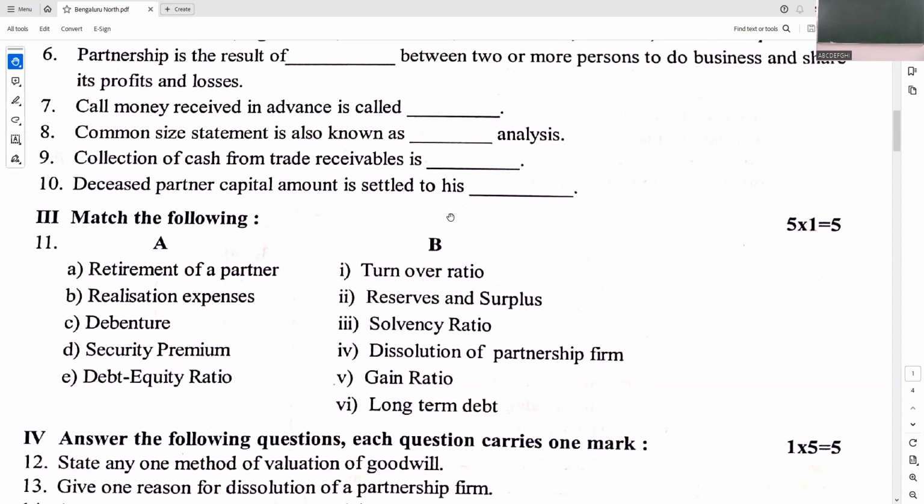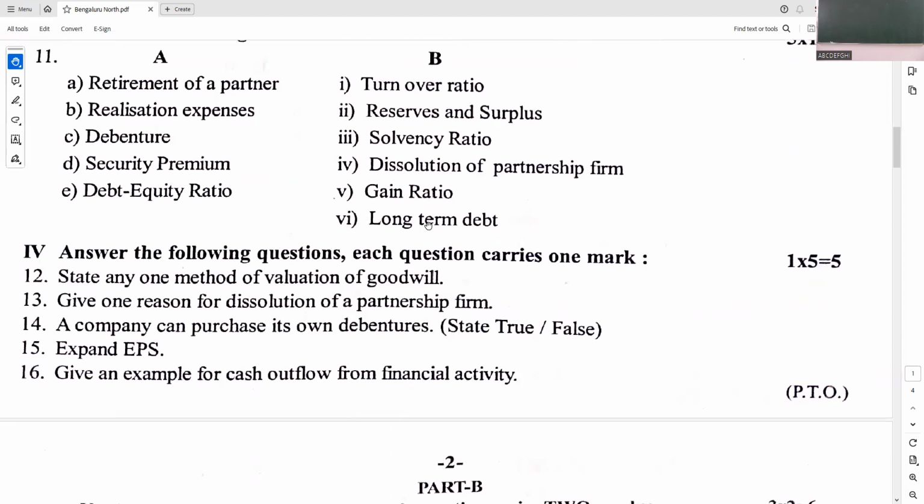Debt equity ratio. See, debt equity ratio, how are you going to match this? Right. See, debt equity ratio is a kind of solvency ratio. You can see debt, long-term debt to proprietary ratio, this all comes under solvency ratio. So next, let's move to one mark questions.